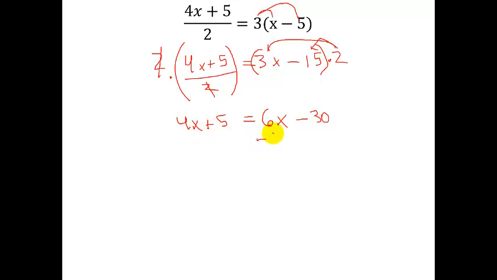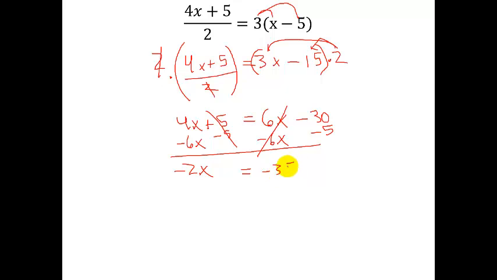Just to mix it up, I'll subtract 6x, which will give me a negative answer here. 4x minus 6x is negative 2x. Now, instead of rewriting the plus 5 and the minus 30, you can actually do 2 steps at once. Totally okay. I know I'm going to move this plus 5 over to the other side, so why don't I just do that right now? Minus 5, minus 5. Plus 5 minus 5 cancels out. Negative 30 minus 5 is negative 35.